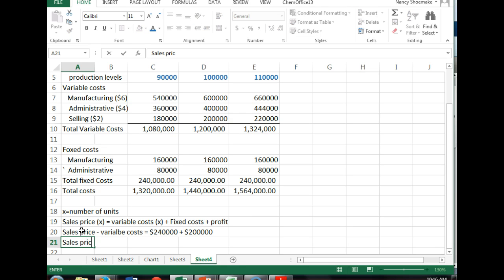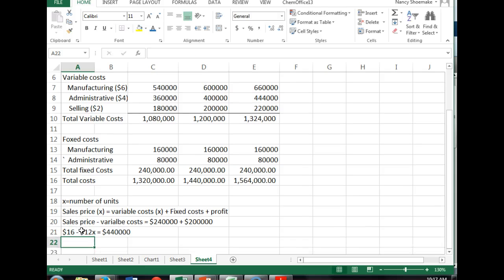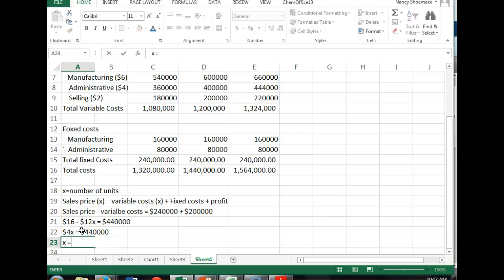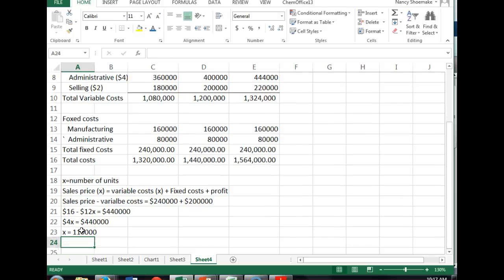So our sales price, which is what? 16 bucks, minus our variable costs, which are 12 bucks, right? Times X equals 440,000. So 4X, or $4 per each unit, has to equal 440,000. X has got to equal how many thousand units? 110,000 units.